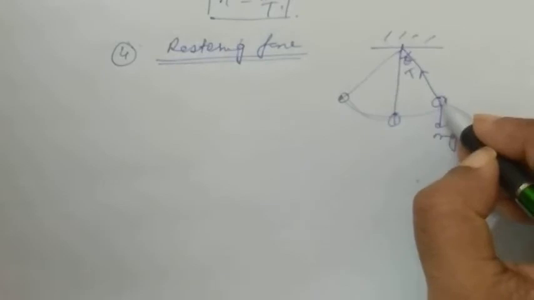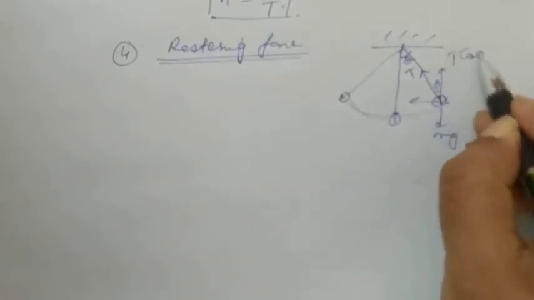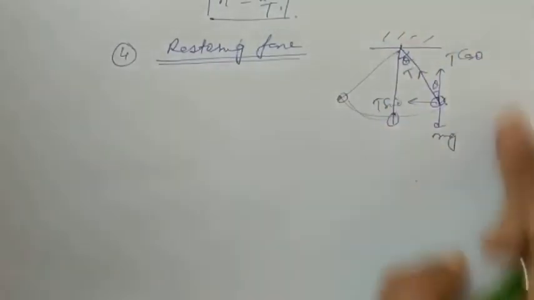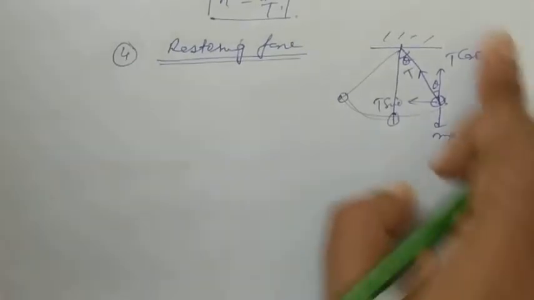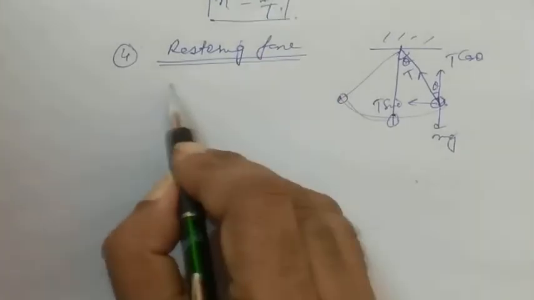So T you can break up into two components, T cos theta and T sin theta. Now this is the regular breakup of the diagram that you have learned, but here you will not need this diagram, you have to draw a different diagram like this.